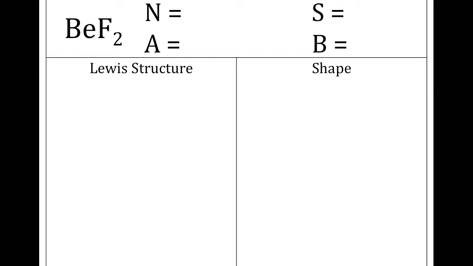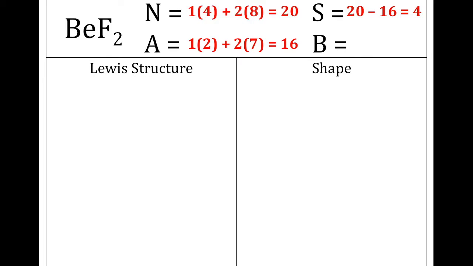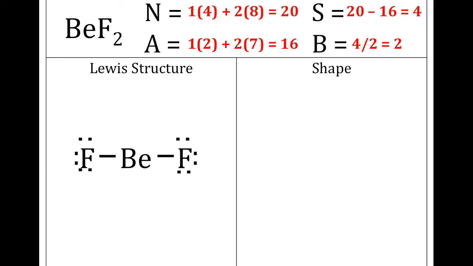So if you do your NASB, the electrons needed is 20. The electrons available is 16. So shared will be 4, which means we'll form 2 bonds. You would start with beryllium in the middle, draw fluorine on either side, and connect with single bonds, and since we only need 2, we don't need any more. Then we need to make sure everyone's octet is filled. Now remember, beryllium is one of our exceptions. It only needs 4, so it is good, but we need to fill in our fluorine, so we add 3 sets of lone pairs on each fluorine. So this is what you should have had for your Lewis structure.